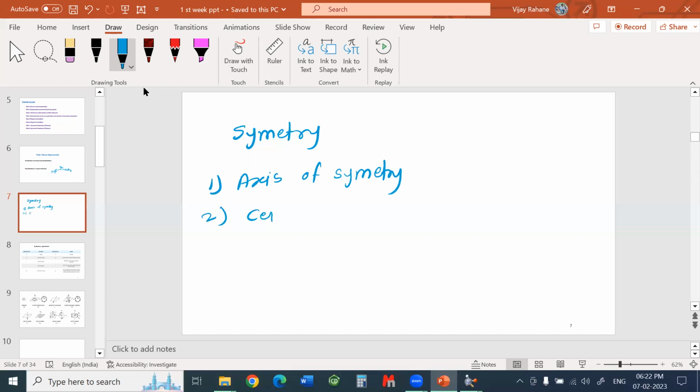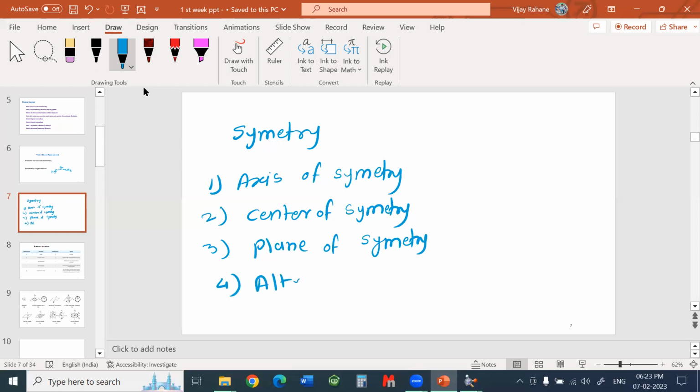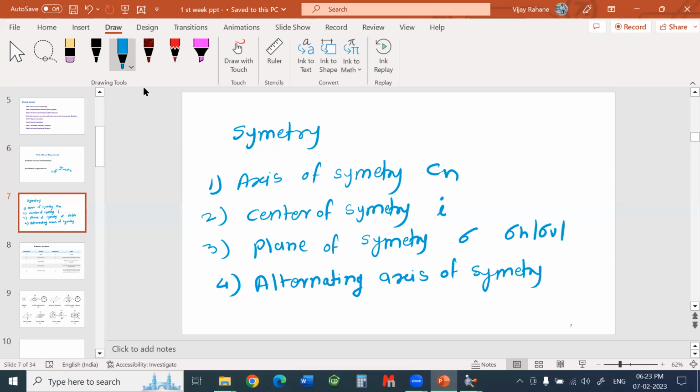Second one is the center of symmetry. Third one is the plane of symmetry. And fourth one is the alternating axis of symmetry. The axis of symmetry is denoted by Cn. The notation for the center of symmetry is i. For the plane of symmetry, the notation is sigma. It may be sigma h or sigma v or sigma d. With the course progress, we will see what the difference is between sigma h, sigma v, and sigma d. And the fourth one, the alternating axis of symmetry, is denoted by Sn. These are the four elements of symmetry.